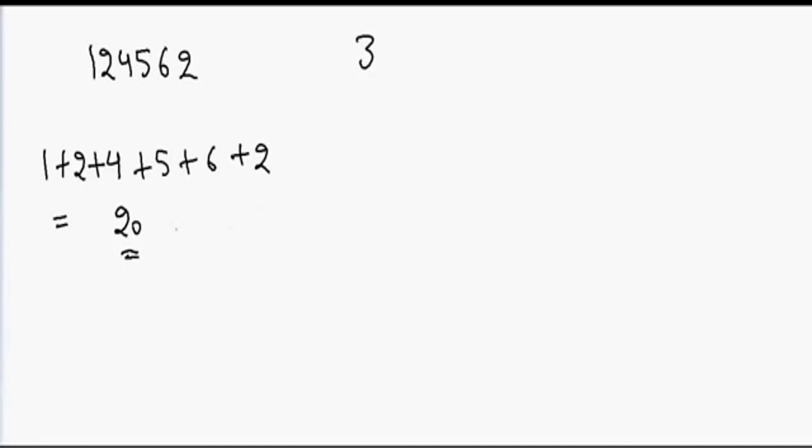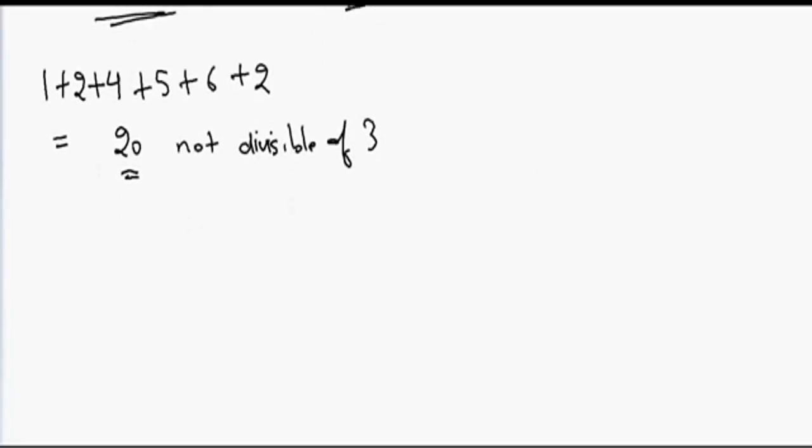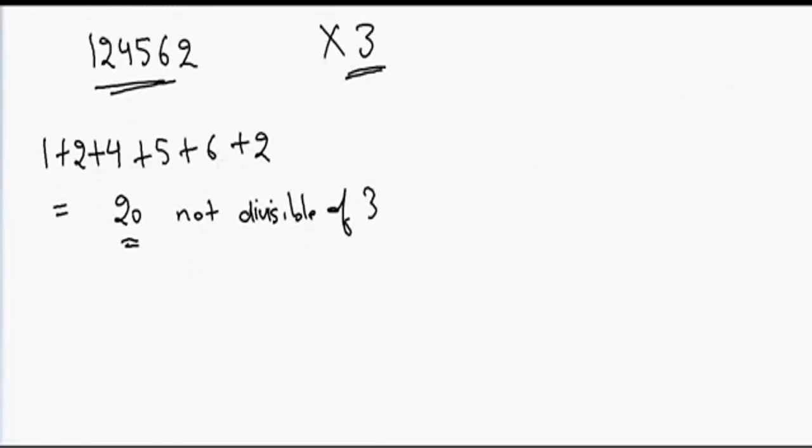So the 20 is not a multiple of 3, so that's why this number will not be evenly divided by 3. So it cannot be evenly divided by 3. So what should the number be if it has to be divided by 3?